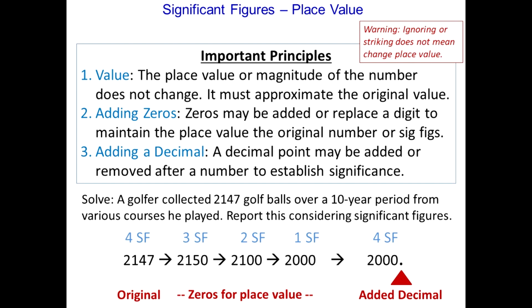So he has 2,147 golf balls. If his original count is 2,147, that's it. If I round to 3 sig figs, then I'm going to round to this part. So this rounds up. Does everyone see what I did? I put a 0 there. Anyone not see that yet? We're okay.